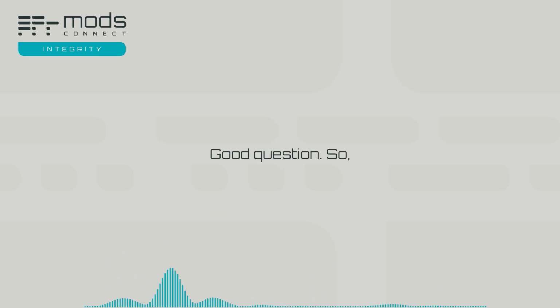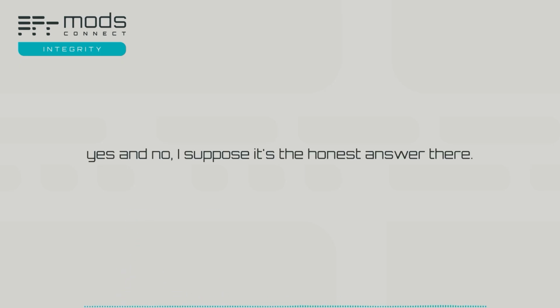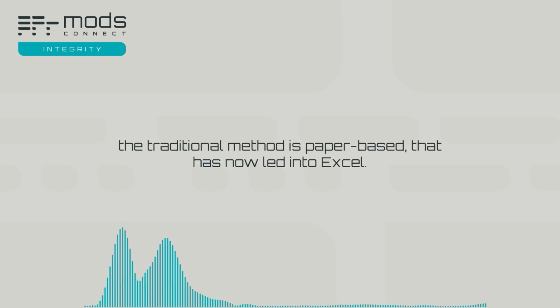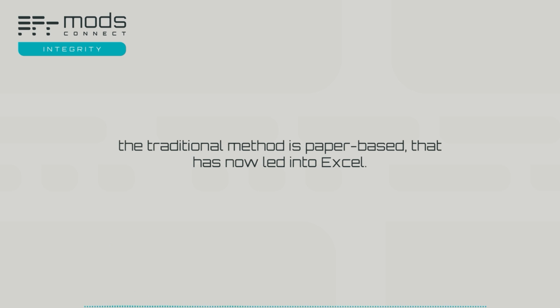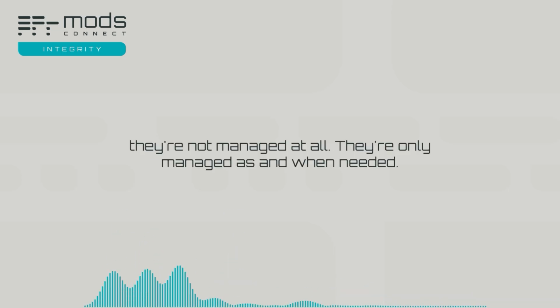Good question. So yes and no, I suppose is the honest answer there. Depending on the size of the asset, I think the traditional method is paper-based, that has now led into Excel. A lot of these joints, some facilities, they're not managed at all. They're only managed as and when needed.